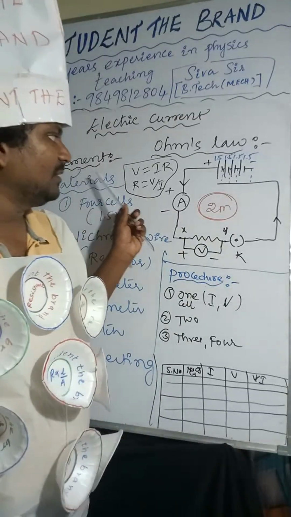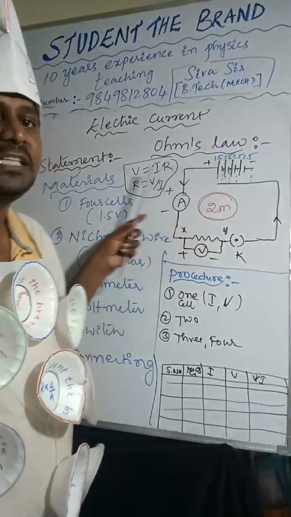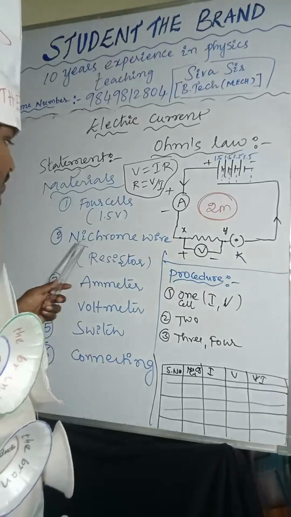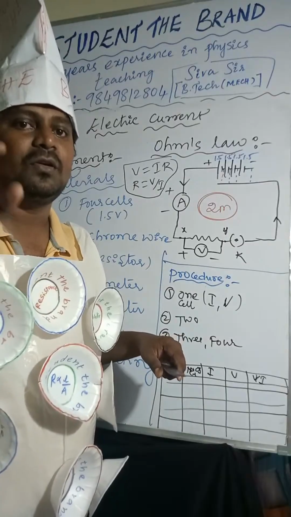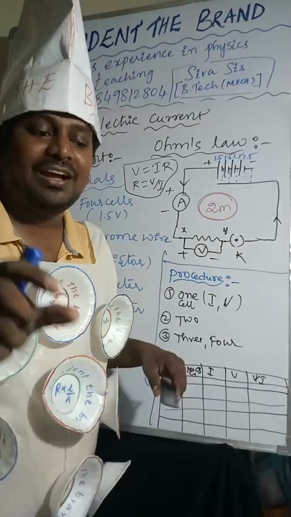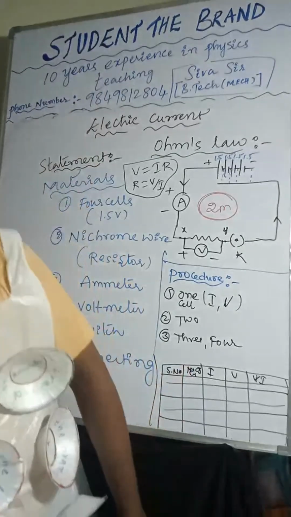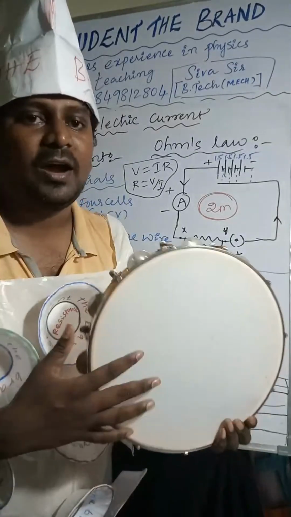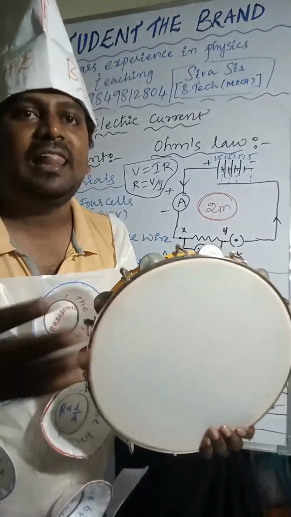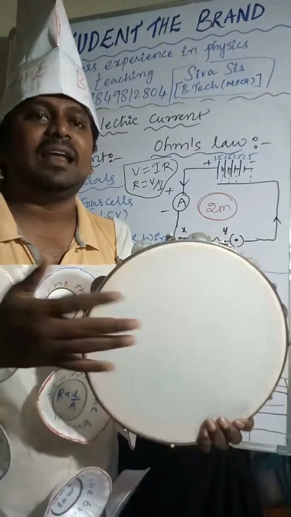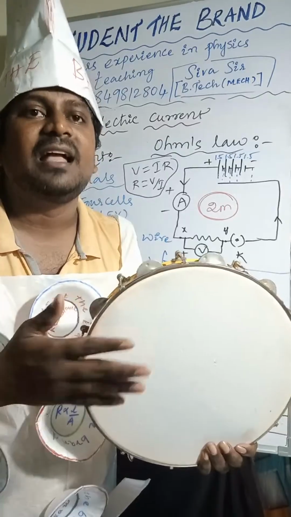What are the materials required? Four cells of 1.5 volts each, and nichrome wire. Nichrome wire is an alloy. You can see in the CBSE grade 10 physics textbook that nichrome wire is an alloy of nickel, chromium, manganese and iron metals. Very important. Once again, remember this point.